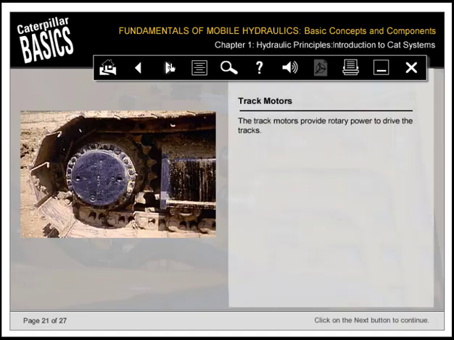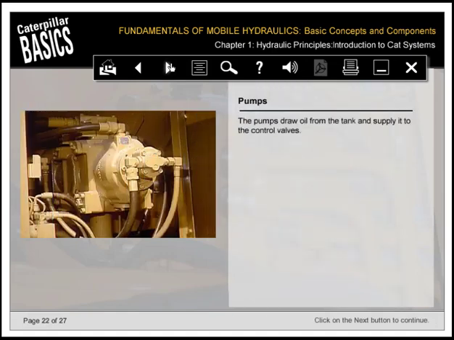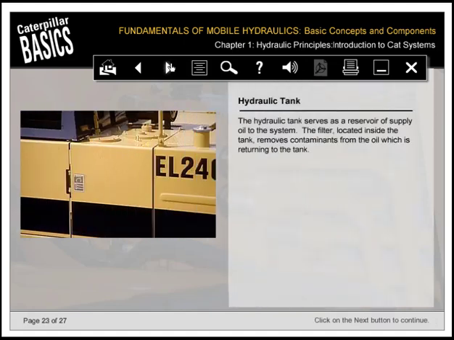The track motors provide rotary power to drive the tracks. The pumps draw oil from the tank and supply it to the control valves. The hydraulic tank serves as a reservoir of supply oil to the system. The filter, located inside the tank, removes contaminants from the oil, which is returning to the tank.